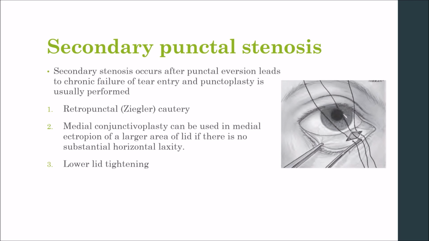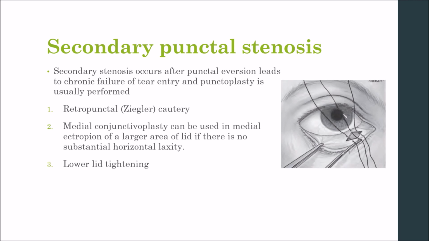Another method is medial conjunctivoplasty, which can be used in medial ectropion of a large area of the lid if there is no substantial horizontal laxity. A diamond-shaped piece of tarsoconjunctiva is excised about 4 mm high and 8 mm wide, parallel with and inferolateral to the canaliculus, as shown in the figure, followed by approximation of the superior and inferior wound margins with sutures. Incorporation of lower lid retractors in the sutures further aids repositioning.